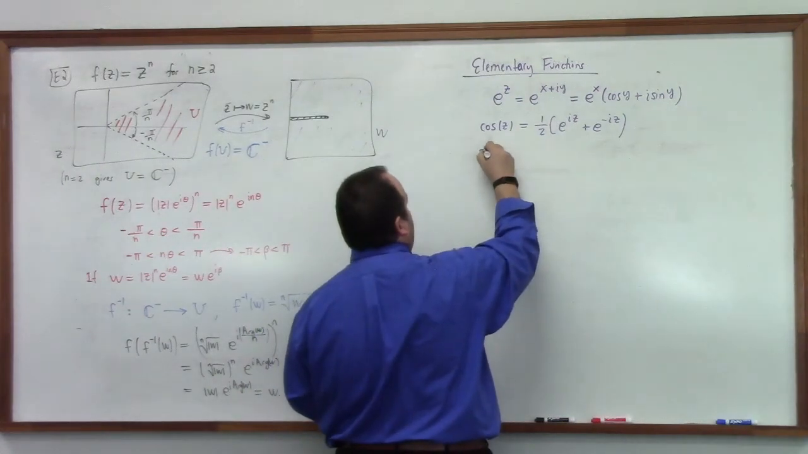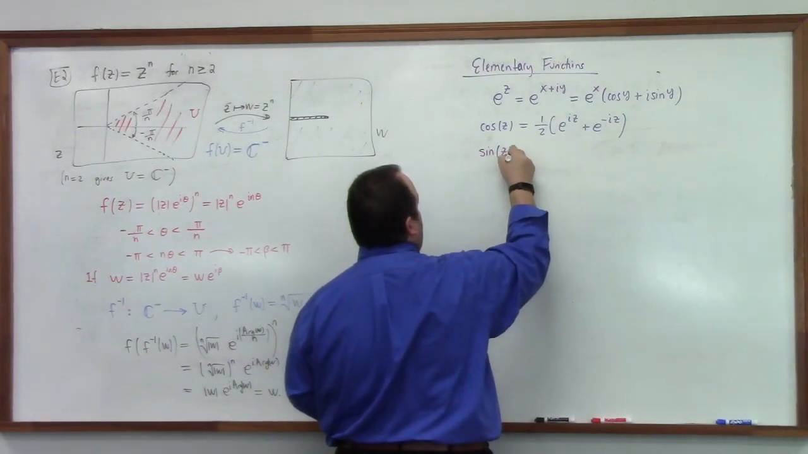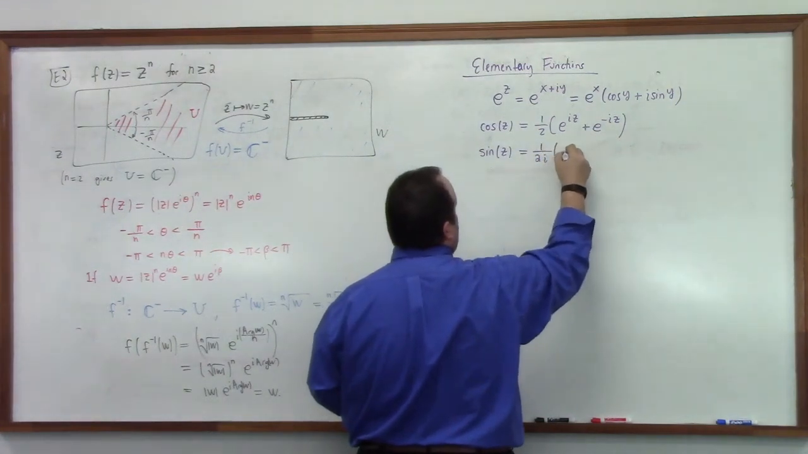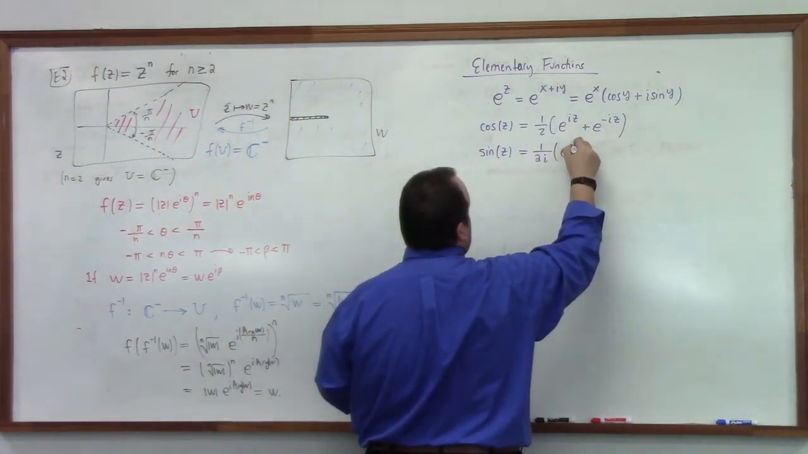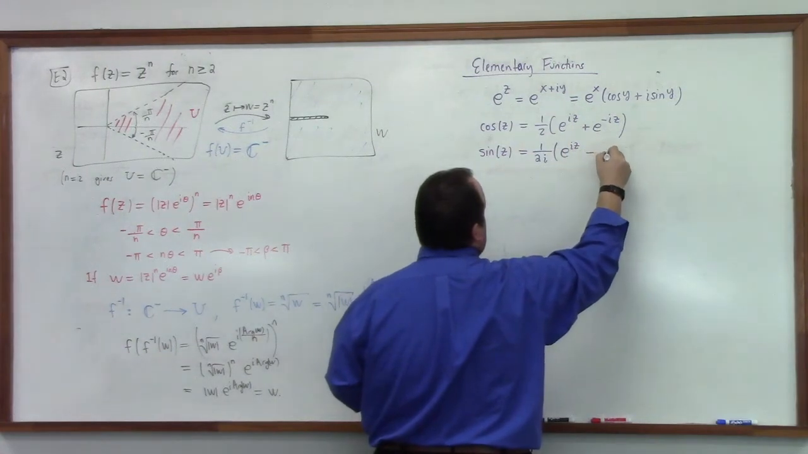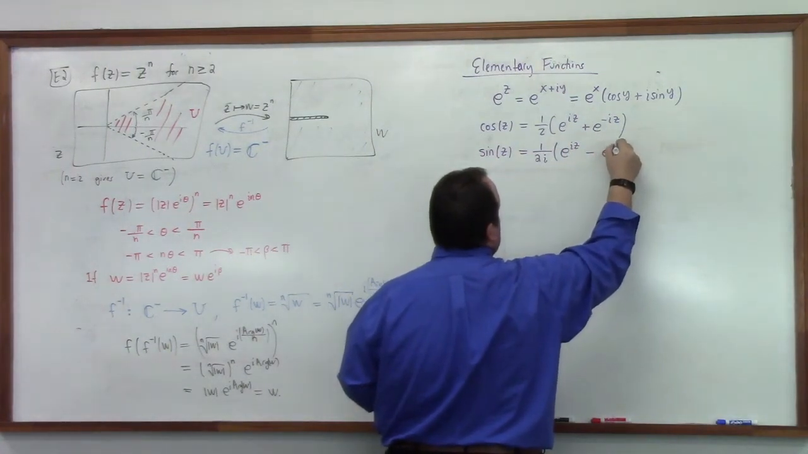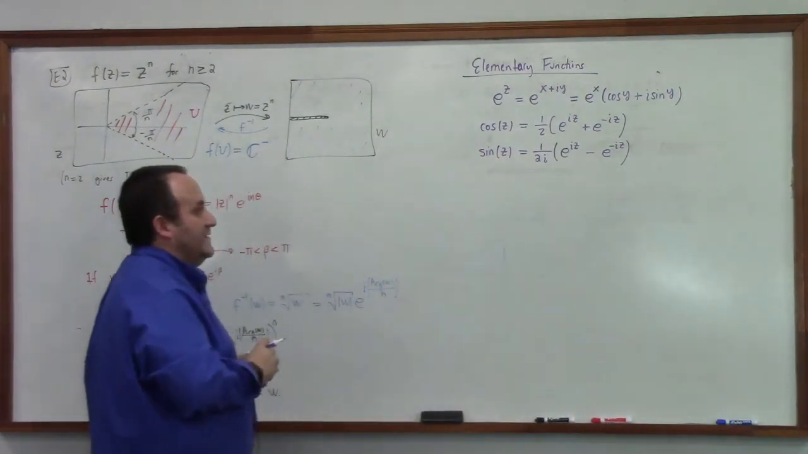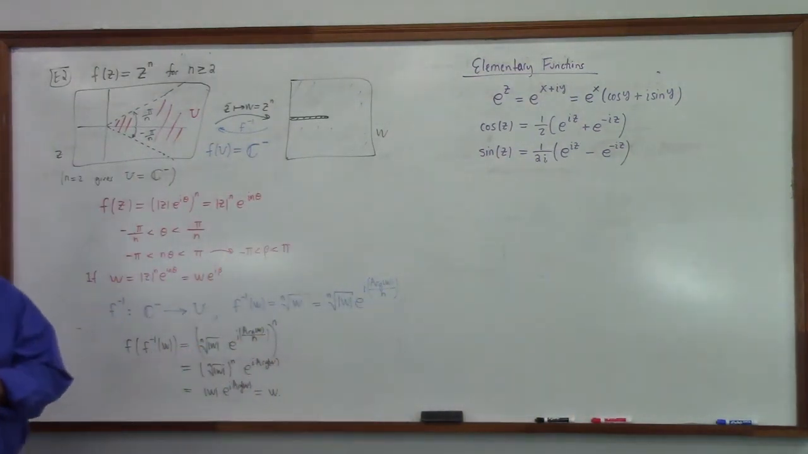There are, of course, more sophisticated definitions of sine and cosine that we can offer later when we have more analysis at our disposal. But for now, this is a good temporary definition. But it is our definition. So sine of z is 1/2i times e to the iz minus e to the minus iz, that's sine.